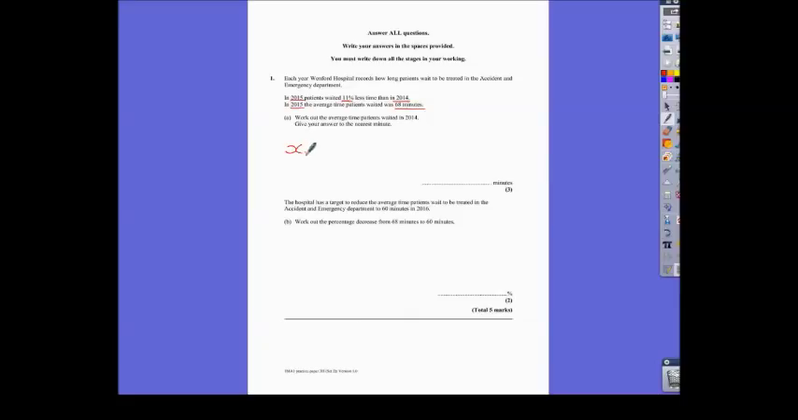Well, we don't know what the average waiting time for 2014 was, but if we did, we would multiply that by 0.89, so 100% minus 11% is 89%. So to reduce by 11%, we'd multiply by 0.89 to get the time in 2015, which was 68 minutes. So to work out the 2014 time, we'd do 68 divided by 0.89, which is 76.4 minutes. Now it asks for the nearest minute, so that would be 76 minutes.